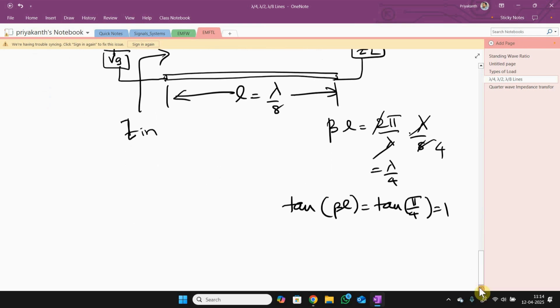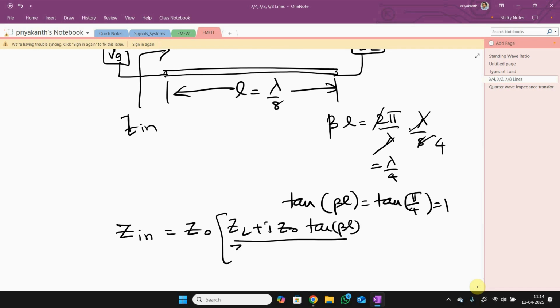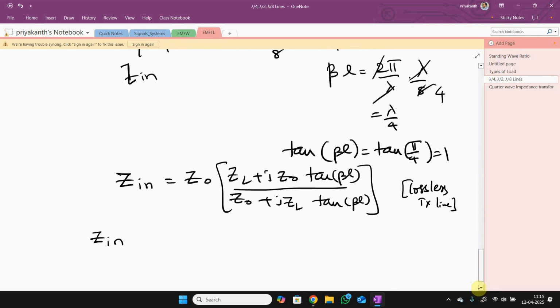Now please again recalculate the input impedance for this transmission line having a length of lambda by 8. Zin is Z0 into ZL plus JZ0 tan beta L by Z0 plus JZL tan beta L. This is for a lossless transmission line, once again mentioning. And tan beta L becomes 1, so you'll get Z0 into ZL plus JZ0 by Z0 plus JZL.